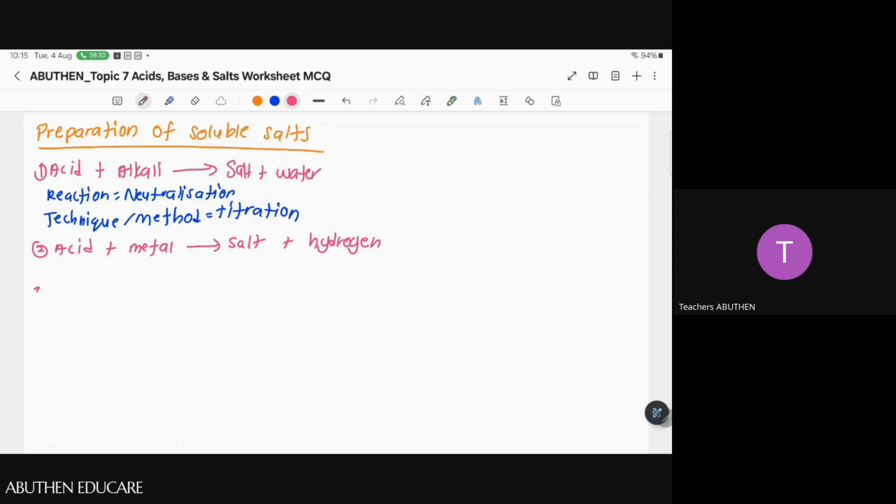Third one will be acid plus metal carbonate. So acid plus metal carbonate, okay, what you have to do is just copy the same products as the first one, salt plus water, with an extra thing. Please remember this sentence carefully: when there is carbonate, there is CO2. Definitely carbon dioxide will be one of the products.